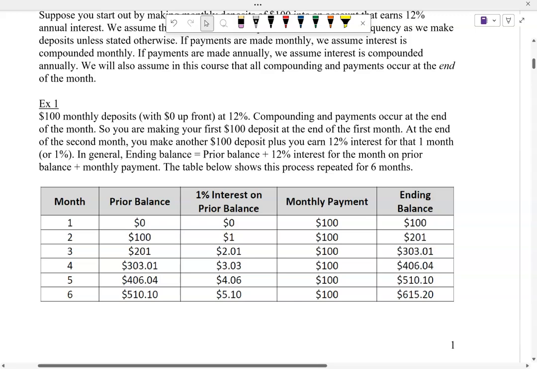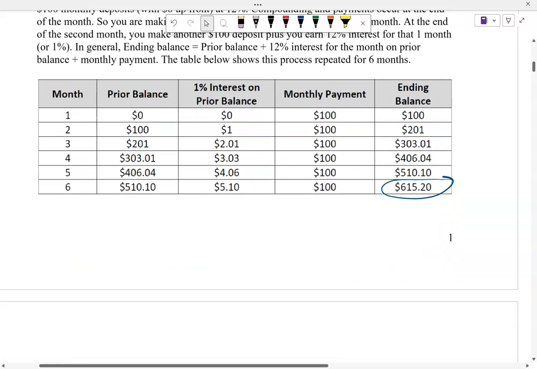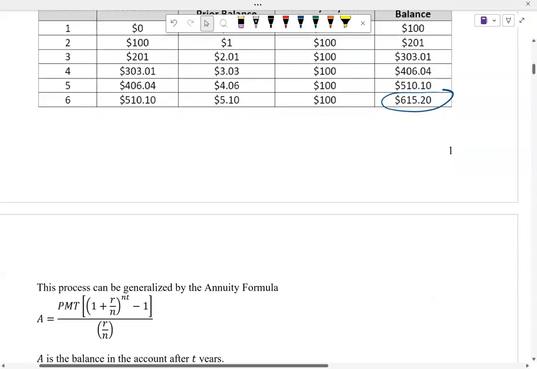So let's say we put $100 in monthly, right, at 12%. So each month you're essentially earning 1% on it, right? 12% for the year, right? Compounding payments occur at the end of the month. So what would you have at the end of 6 months? It would be $615.20. So it's giving you a little bit of interest each month at the end of the month, right?